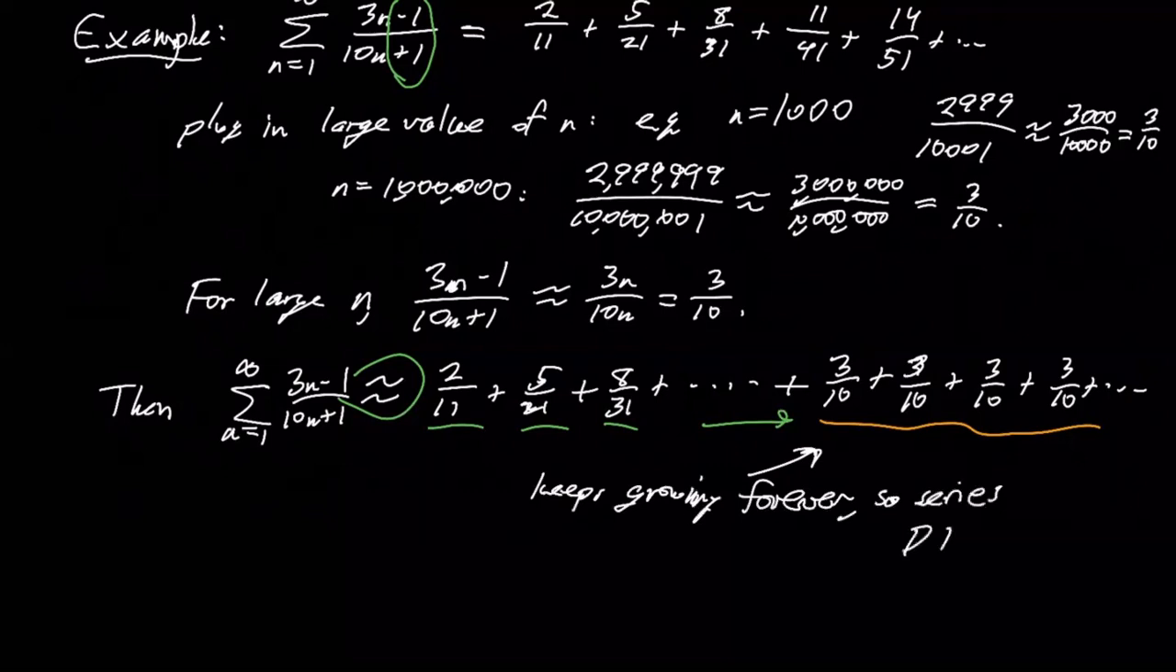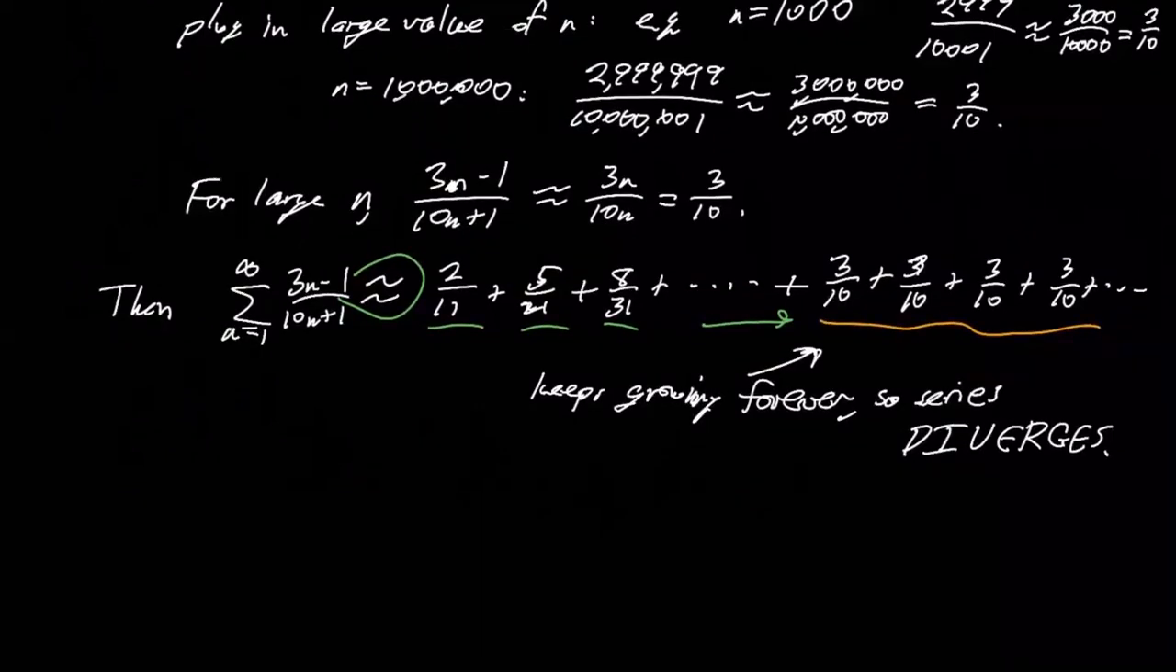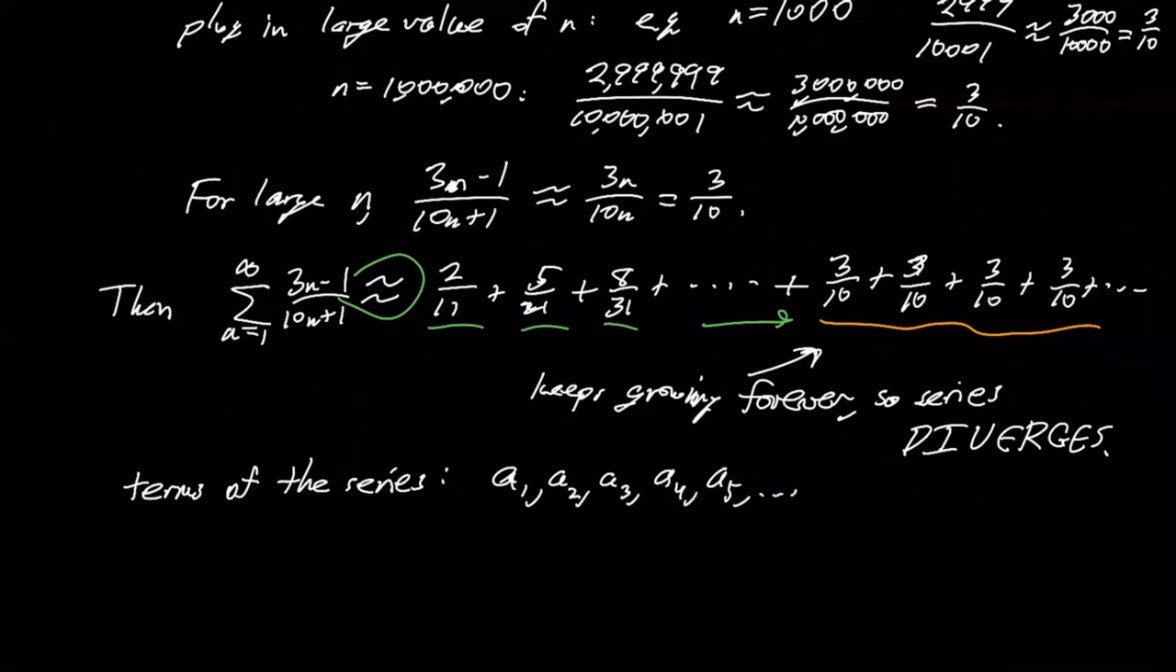Series diverges. Okay, and so that's the point here. The point is that when we have a series, we have the sum, but then we have the individual terms of the series, right? Let me just write this in general. We call them a1, a2. So that's more like the sequence of the terms of the series. But then we have the series itself, which is the sum, right?